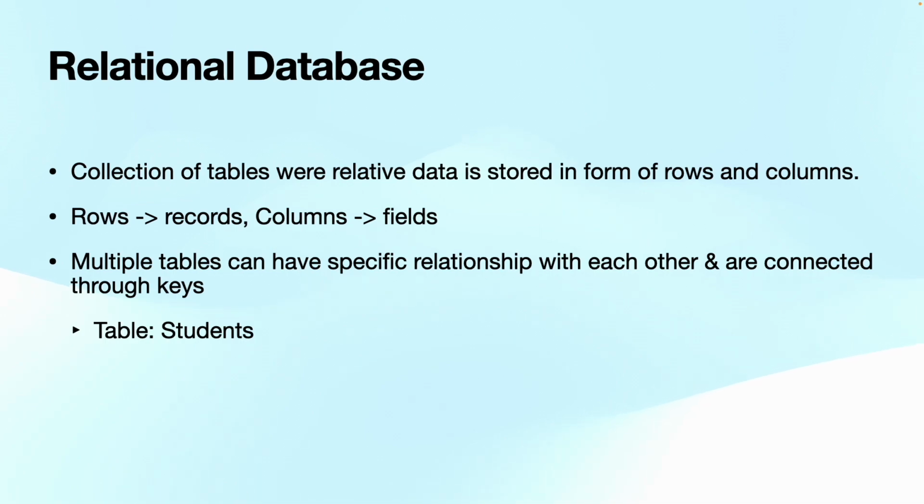Next, a relational database. A relational database is a type of database that consists of a collection of tables where related data is stored in the form of rows and columns. Rows are known as records and columns are known as fields.